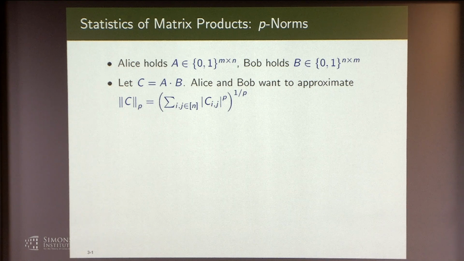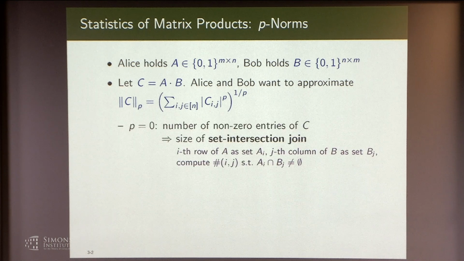So we consider a set of statistical problems. The first set of problems is the p-norm. What we want to compute is just the p-norm of the product of the two matrices. When p is equal to 0, this is simply the number of non-zero entries of C. This problem corresponds to the size of set intersection join in databases. If we think of each row of A as a set and each column of B as a set, our goal is to compute the number of pairs Ai, Bj that intersect.